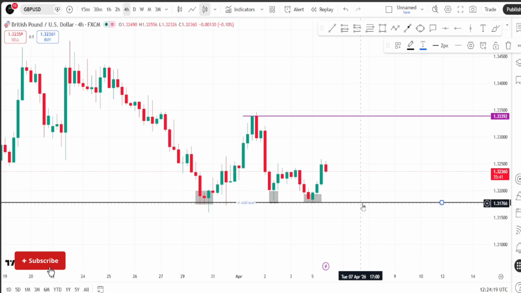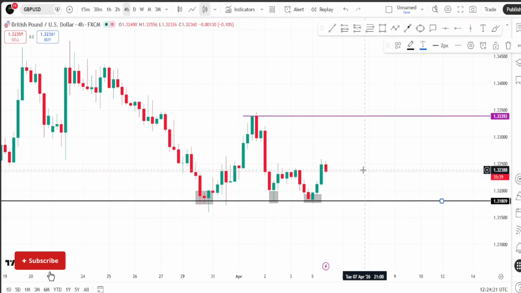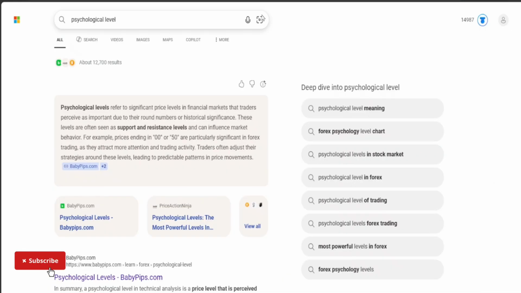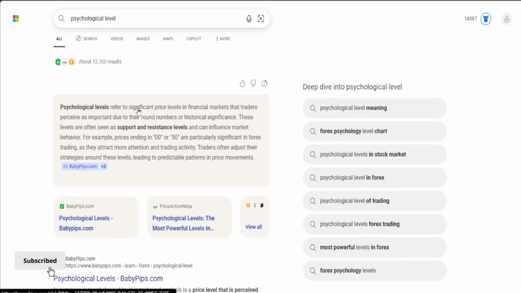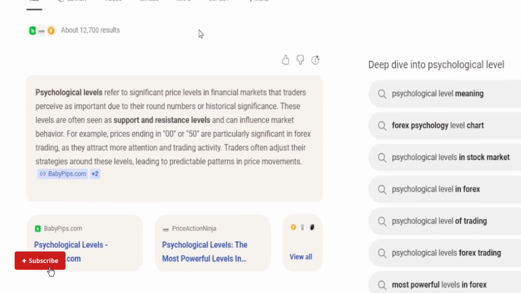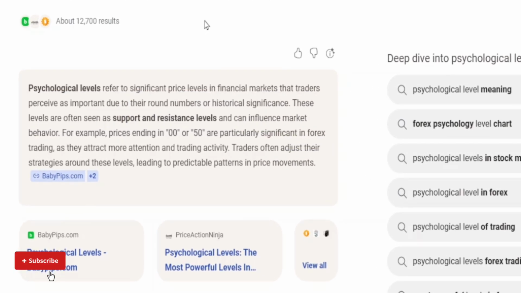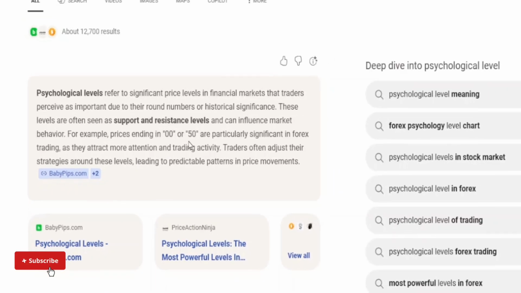First off, I am going to draw the psychological levels on the screen for you guys to know. We all know what psychological levels are. They are round-up numbers, okay? So let me show you. Psychological levels refer to significant price levels in the financial market that traders perceive as important due to their round-up numbers. So we're talking about round-up numbers, that is 00 or 50. You can see it's here.